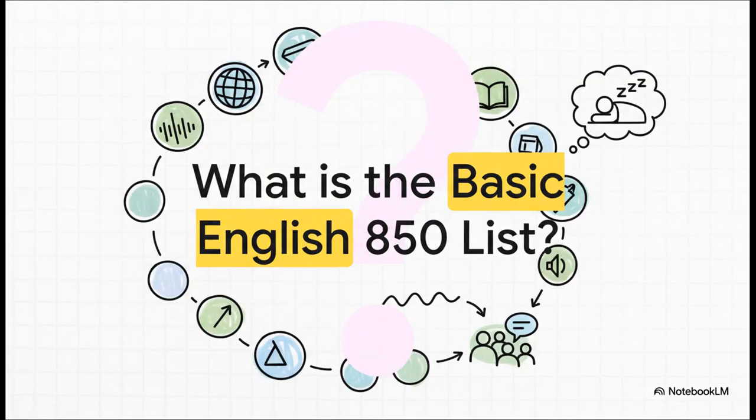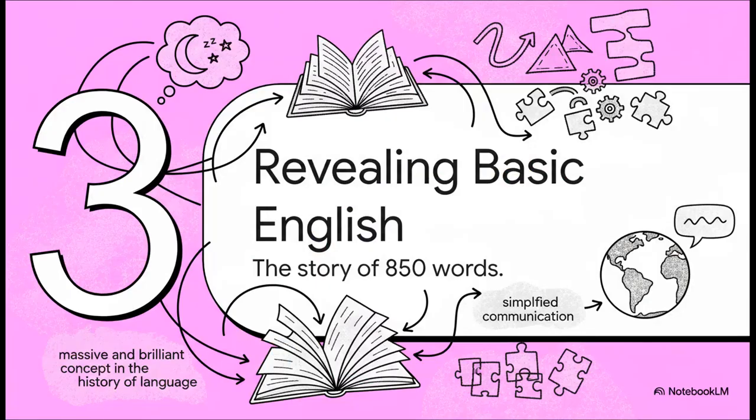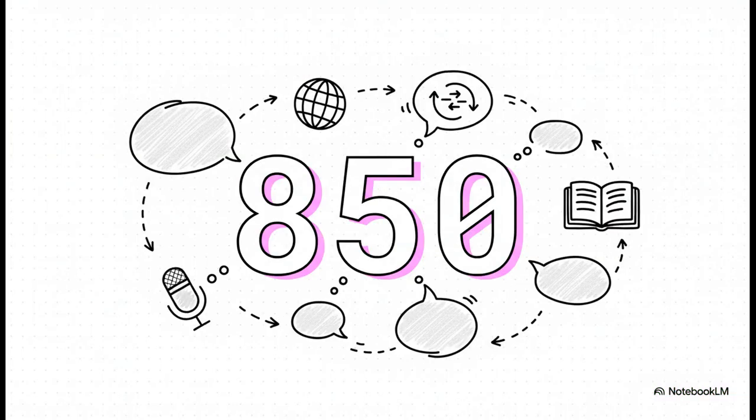So that obviously begs the question, what in the world is the Basic English 850 list? And maybe more importantly, why is a word as simple as sleep even on it? All right, let's figure this out. Because that one little clue about our word sleep is about to blow the doors off a huge, fascinating concept from the history of language. And it all comes down to this number, 850.